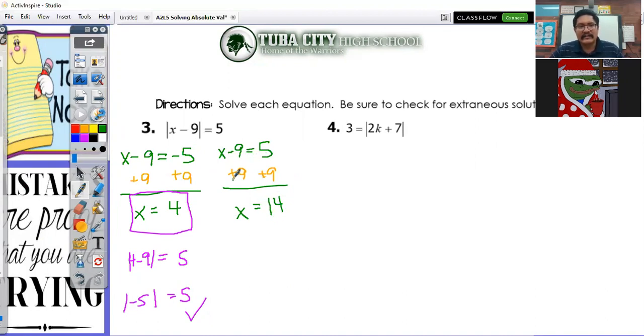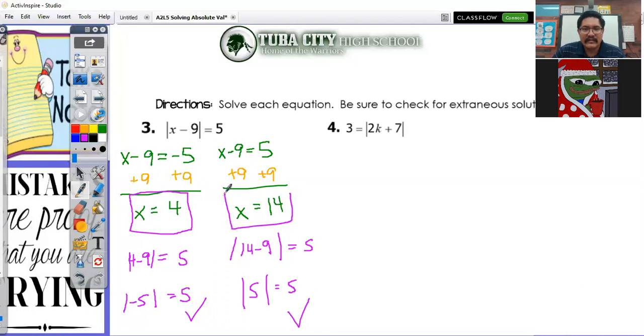And let's check this one out. In this case, I have enough space, so I'm going to write it out, and I would encourage you to write all of these out as well. So 14 minus 9 is 5, and the absolute value of 5 is 5, so that's true. So this one also works out. It is a true solution. Most of these are going to have 2 solutions. But again, be careful, because there are times when you will get extraneous solutions, where sometimes neither of them will work, or maybe just one of them will work.